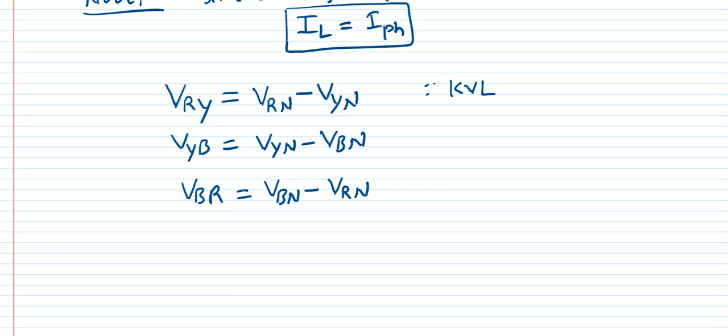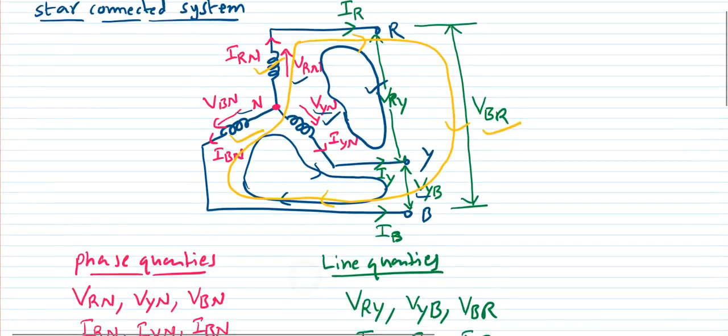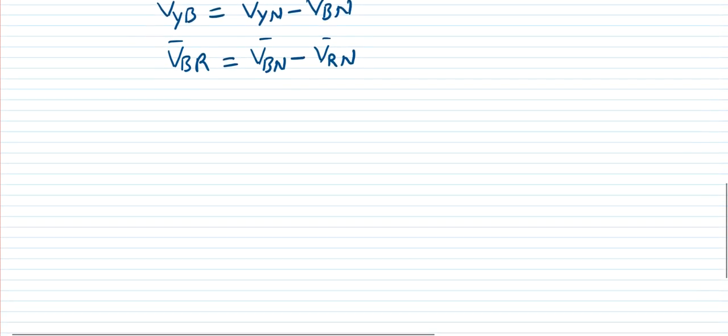Or you can say, if these are vectorial quantities, then you can show them as Phasor quantities also. Now what I am going to do here is draw the Phasor diagram for this star connection. To draw this Phasor diagram, first I will take the phase quantities, and as you know, these phase quantities in the star connection are displaced by 120 degrees each.